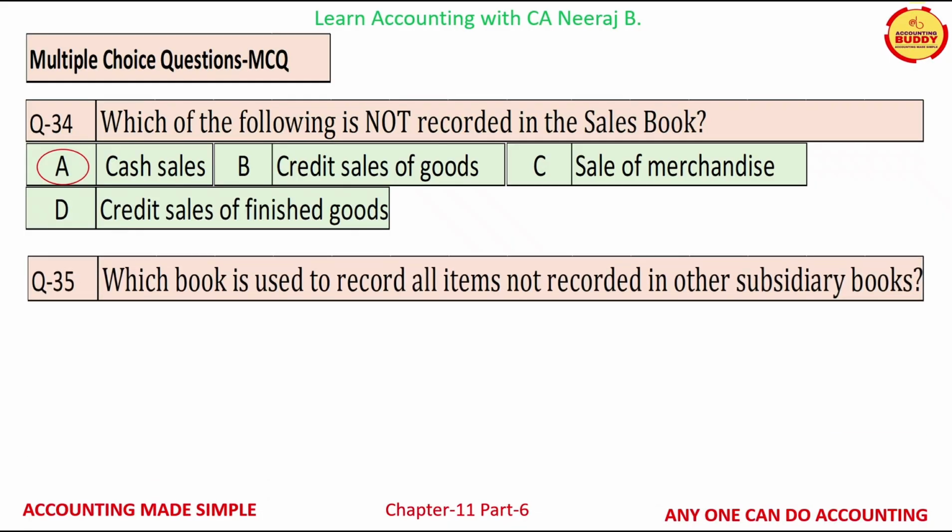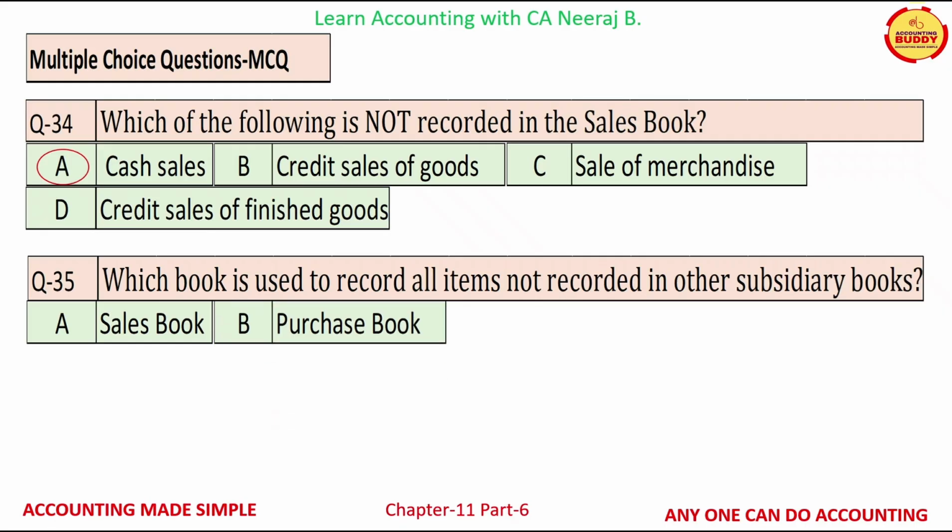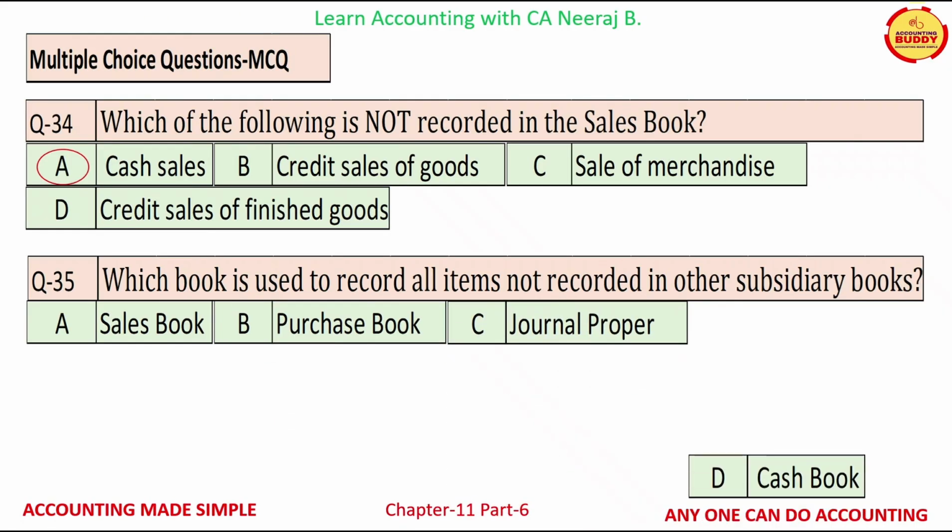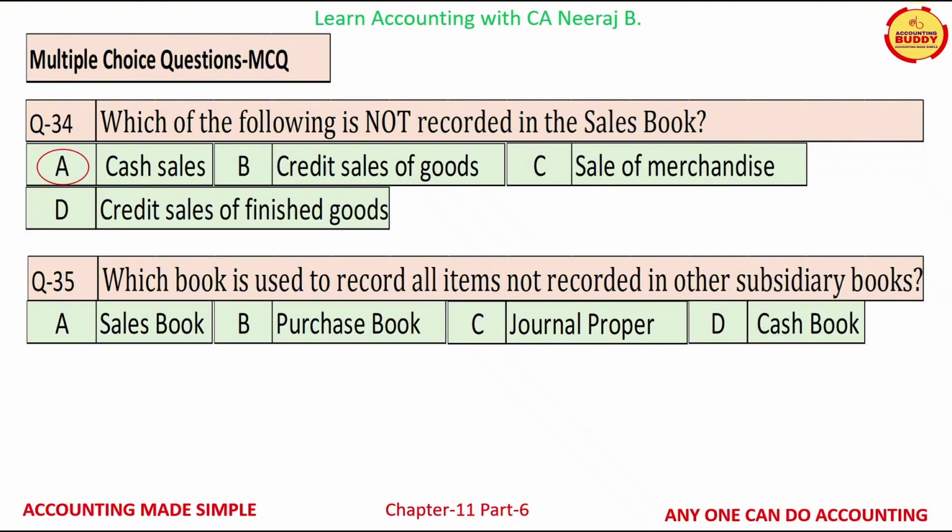Question number 35 is which book is used to record all items not recorded in other subsidiary books? And the available options are option A, sales book, option B, purchase book, option C, journal proper, and option D, cash book. And the correct option is option C, journal proper.